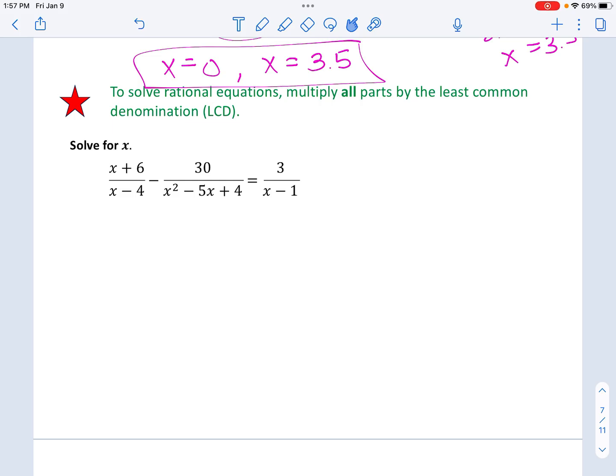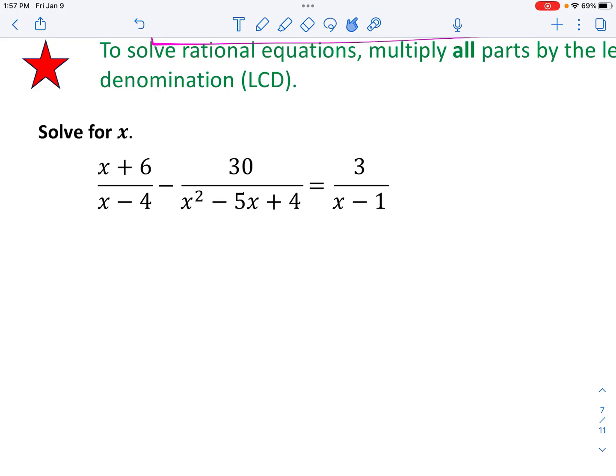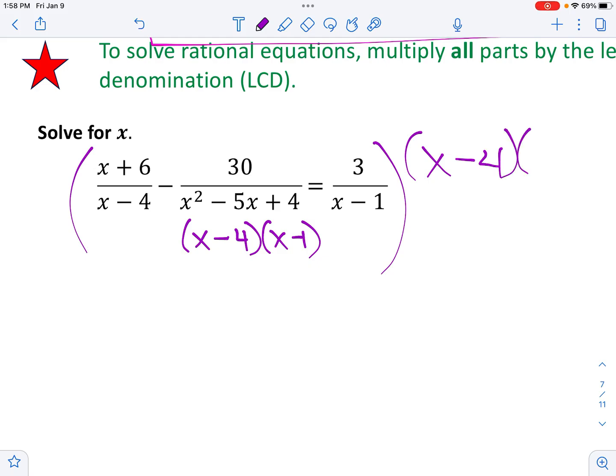Okay, here we go. Well, let's see. I'm going to factor this denominator. So really this is my least common denominator, my LCD. So I'd want to multiply everything by that. If I do that, I want to multiply everything by x minus 4 times x minus 1.